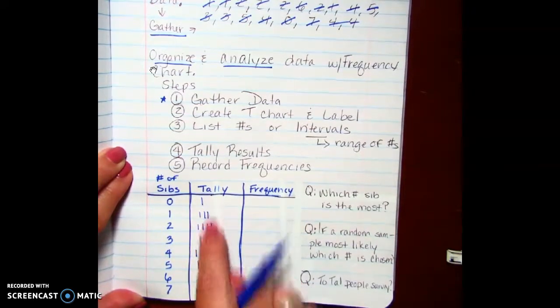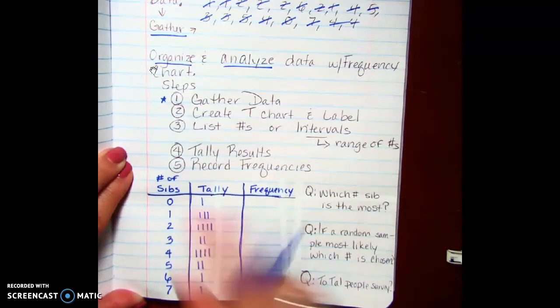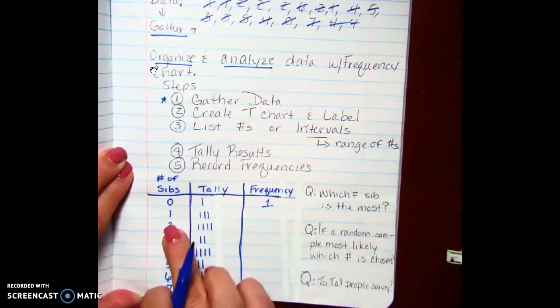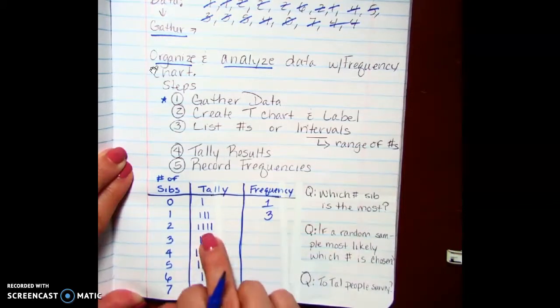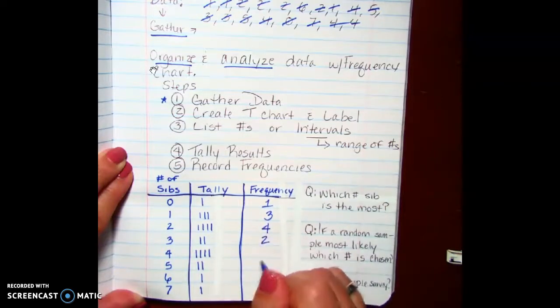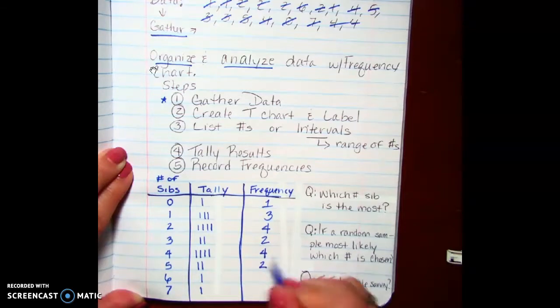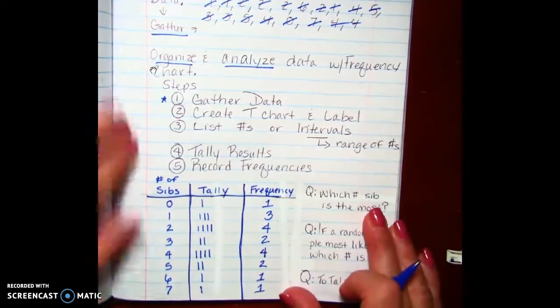Okay. So now what I do is I write down the frequency. What does that mean? I just put these down. Like how many in that class had no siblings? Well, there was just 1. How many had just 1 sibling? Well, there were 3. There were 4 students with 2 siblings. There were 2 students with 3. There were 4 students with 4. There were 5 students with 2. I'm sorry. There were 2 students with 5. My apologies. 1 student with 6 siblings and 1 with 7. So this is my frequency chart, how often this happens.